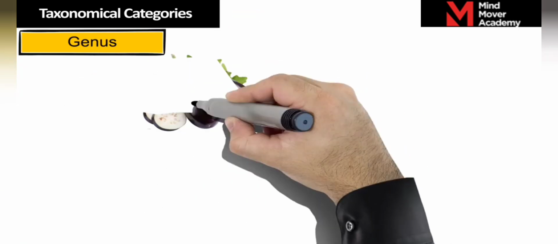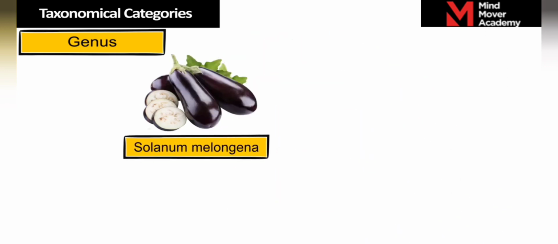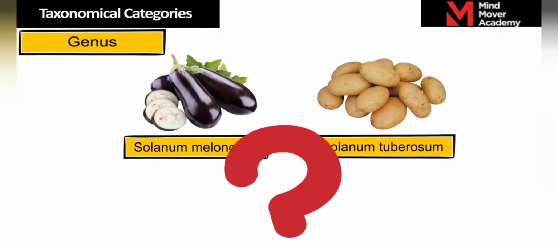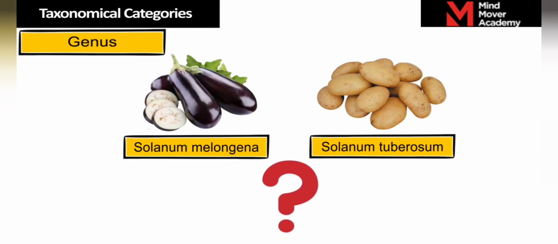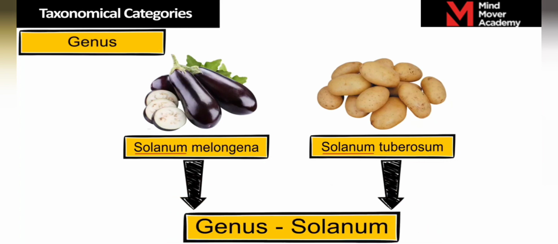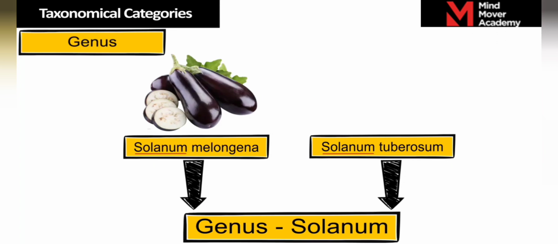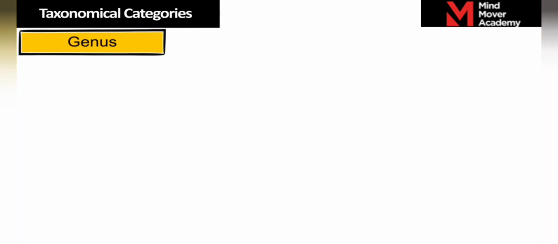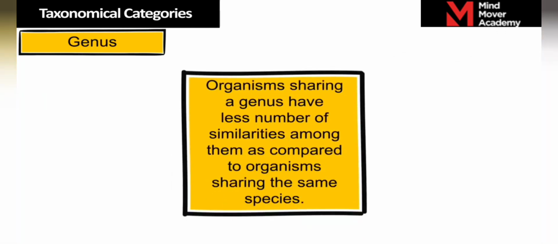Alright, let's take another example. So Solanum melongena, which is brinjal, and Solanum tuberosum, which is potato. Now can you quickly identify the genus here? Yes, that's right. So here again the first name, Solanum, signifies their common genus. So here we can notice that genus Solanum differs from the genus Panthera in many ways. And so we know that organisms sharing a genus have fewer similarities among them as compared to the organisms which share the same species.